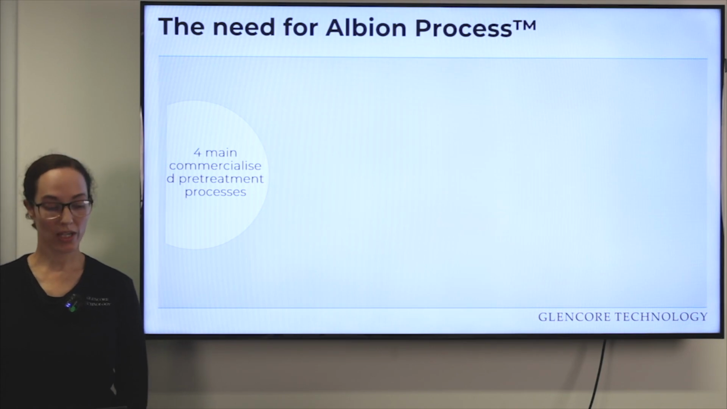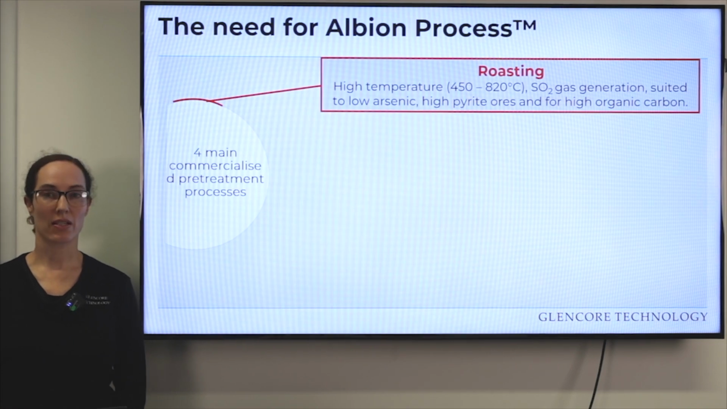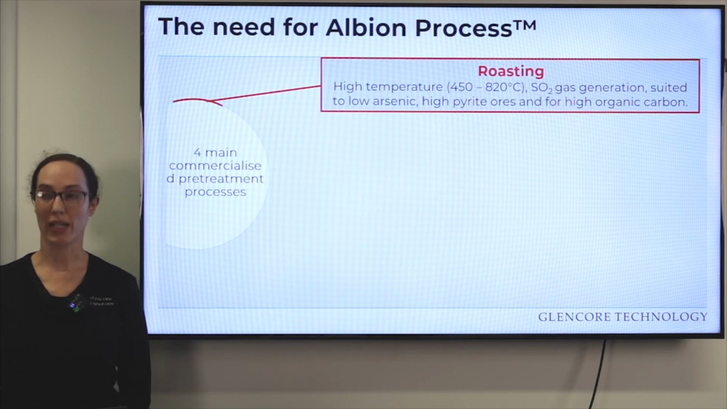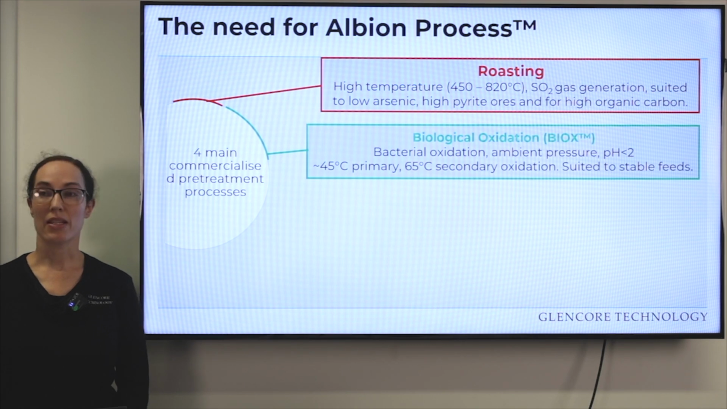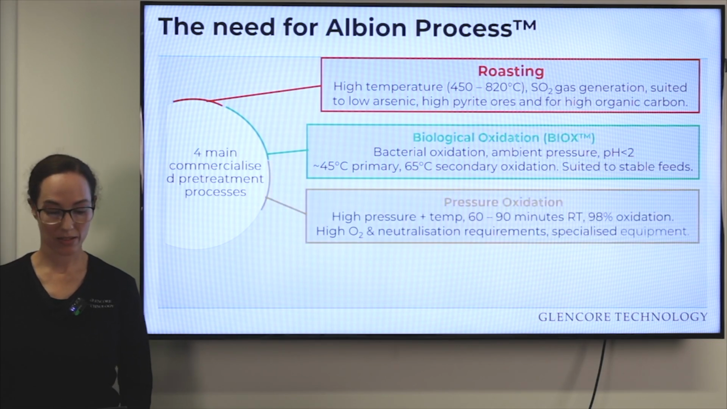There are 4 commercialized pre-treatment processes for refractory gold ore. The first is roasting. This is a high temperature process. SO2 is generated. It is suited to low arsenic, high pyrite ores, and it's also suitable for high organic carbon ores. There's biological oxidation, or BIOX. This makes use of bacteria which can do the oxidation for you. It is a low temperature hydrometallurgical process, and it is suitable for stable feeds.